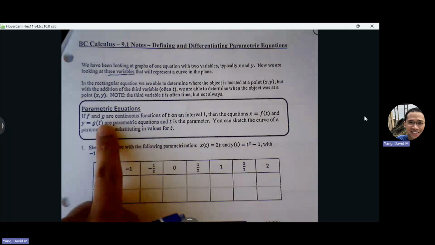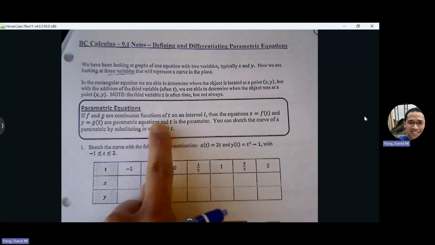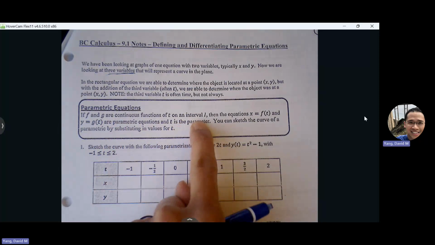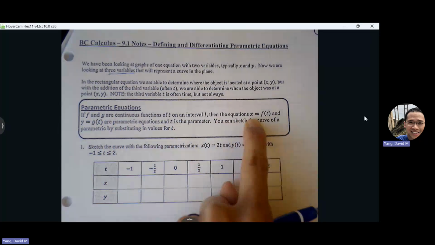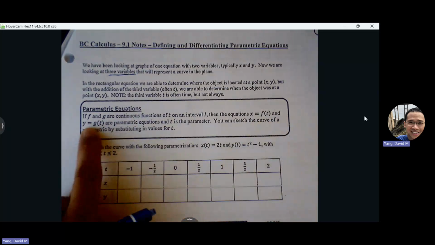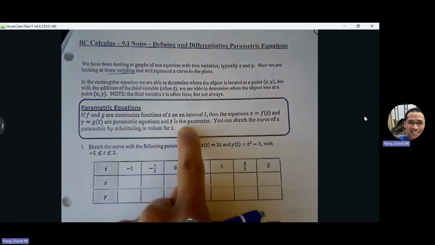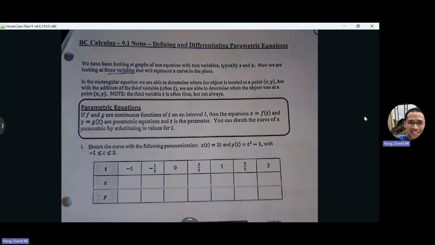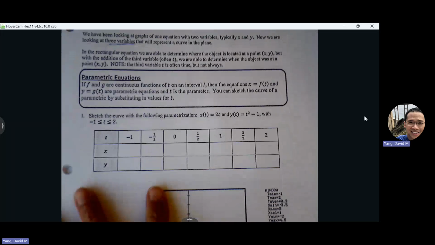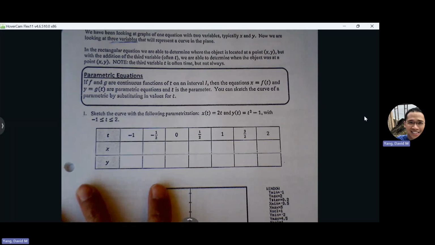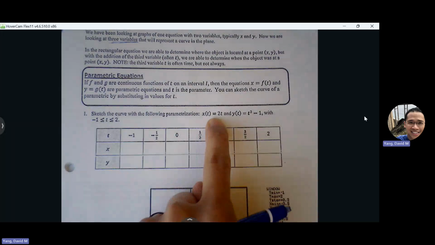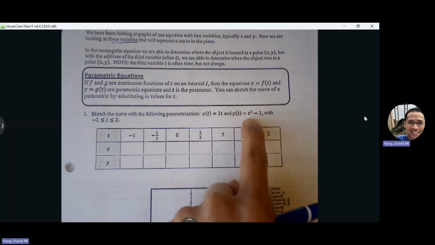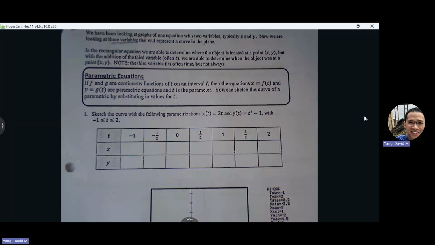So parametric equations: if f and g are continuous functions of t on an interval, then the equations x equals f of t and y equals g of t are parametric equations and t is the parameter. You can sketch the curve of a parametric equation by substituting in values for t. Number one is to sketch the curve with the following parametrics. We have x is 2t, y is defined as t squared minus 1, between -1 and 2.